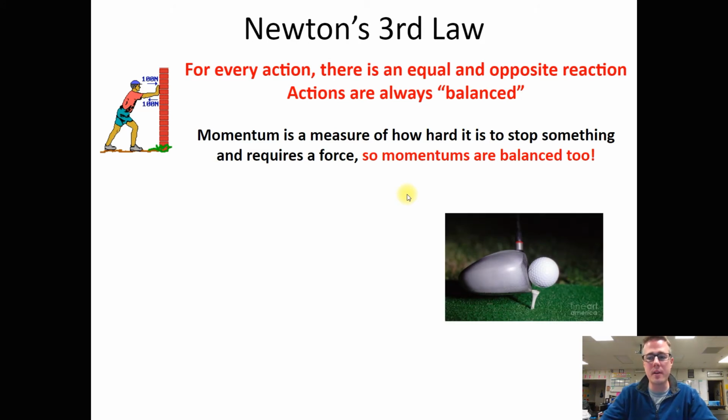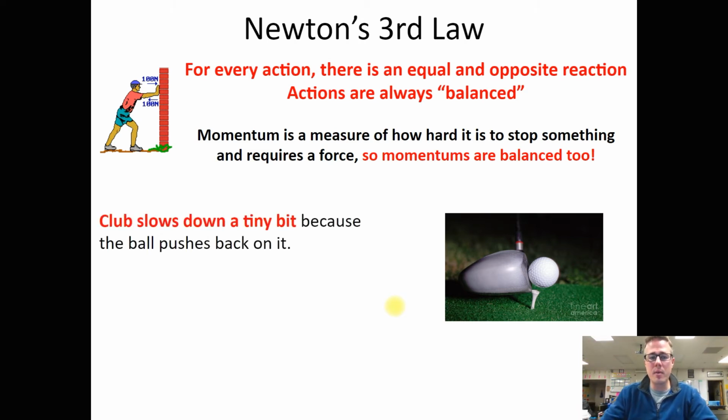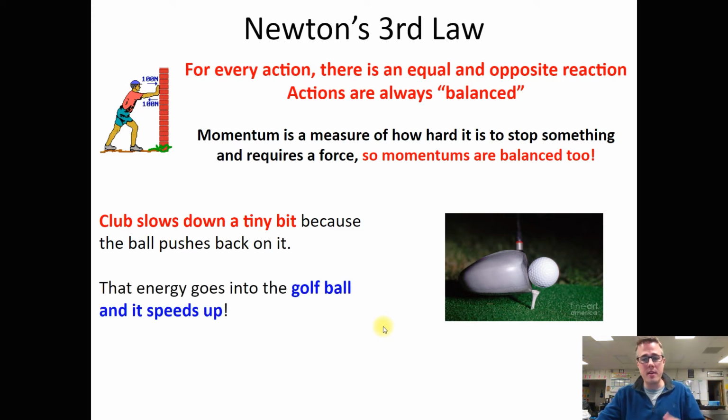Let's think about a golf ball and a golf club in order to help us get our head around this idea. So if you imagine a golf club swinging in and it's about to hit a golf ball, that golf club, when it hits the golf ball, it's going to slow down just a tiny little bit. And that's because the ball is pushing back on the club while the club is pushing on the ball. Well, if the club gets pushed on, that means it's going to slow down just a tiny little bit. Well, the ball, on the other hand, is going to go speeding up because the golf club pushed on it. There were equal and opposite forces.